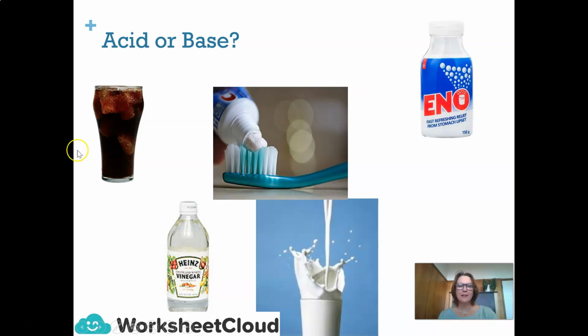Now, take a look at these pictures over here and think about it. Is this an acid or a base? Just from what I've already been teaching you. A glass of fizzy cool drink, it's an acid. Vinegar, it's an acid. And over here, we have our bases. Yes, toothpaste is a base, milk is a base, and Eno is a base. It's the opposite of an acid. And we're going to speak about how they work and neutralize the acids in our body.